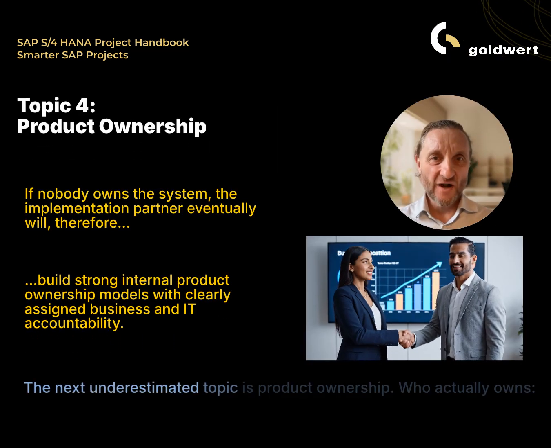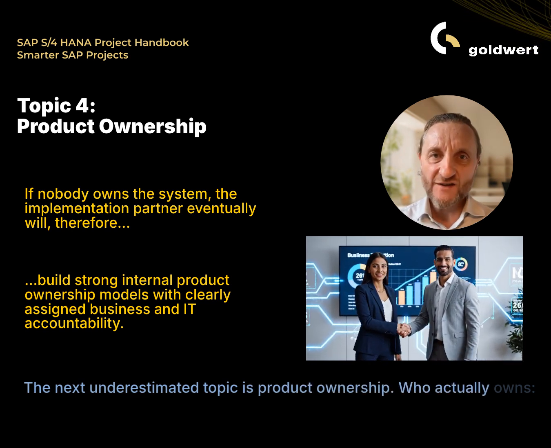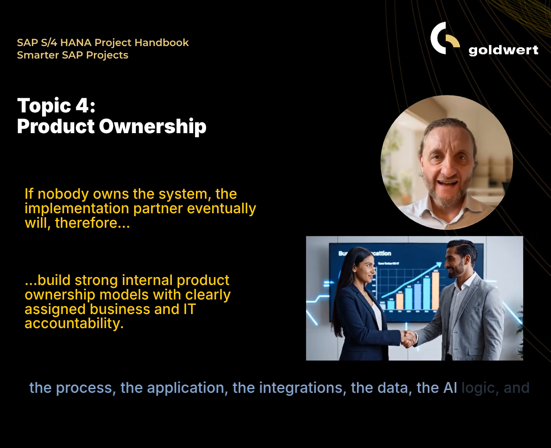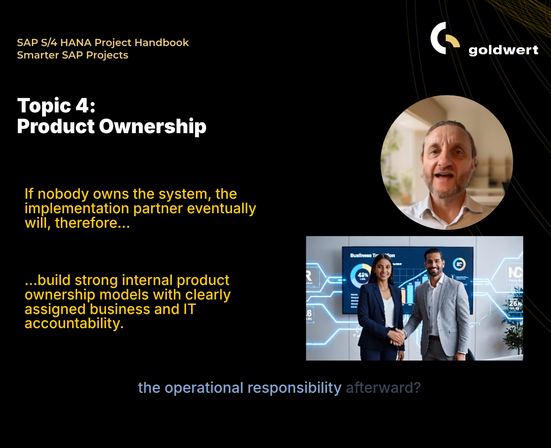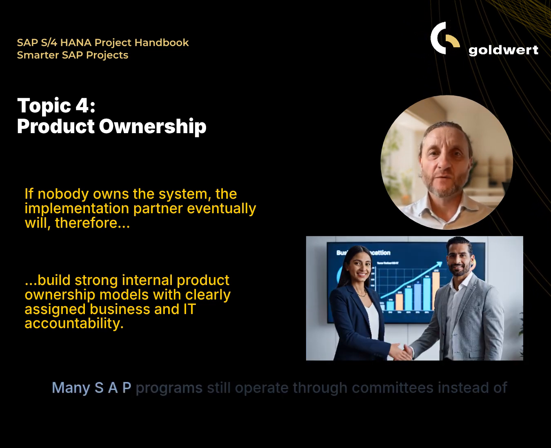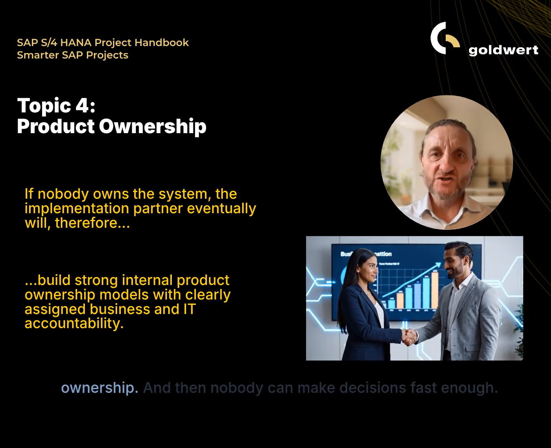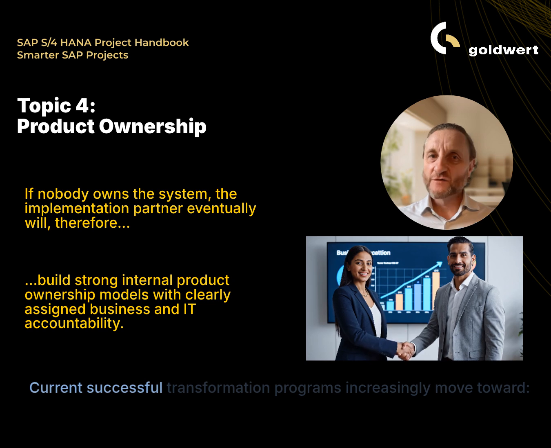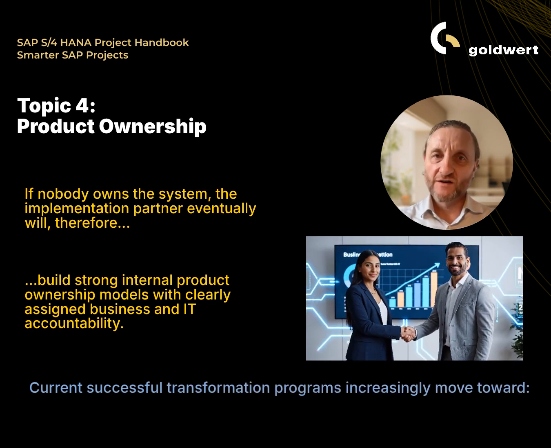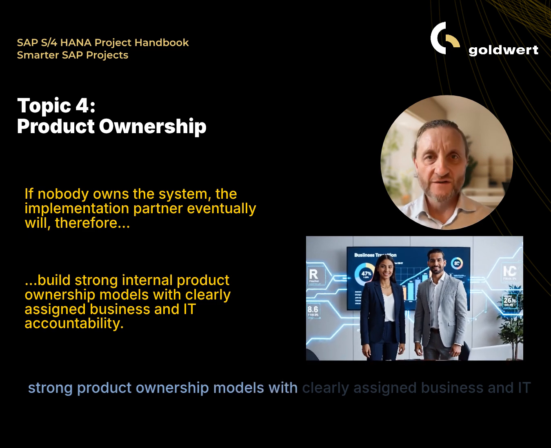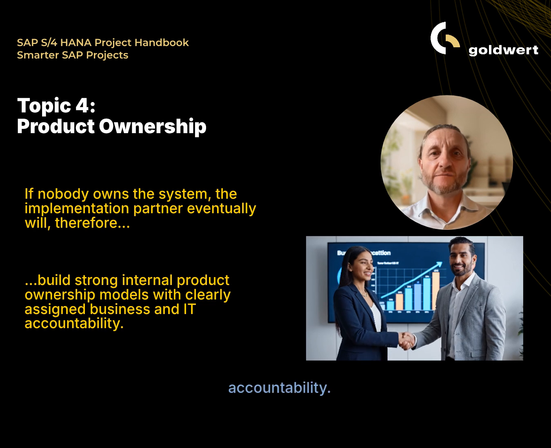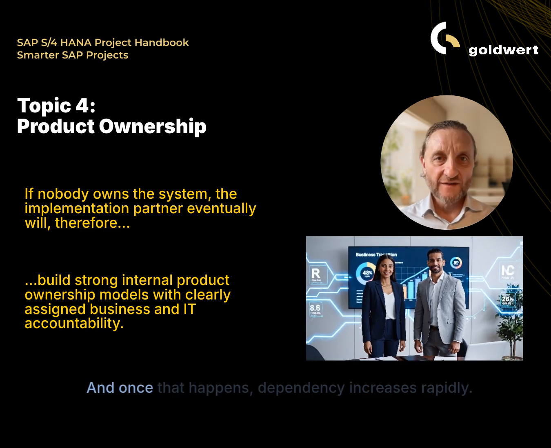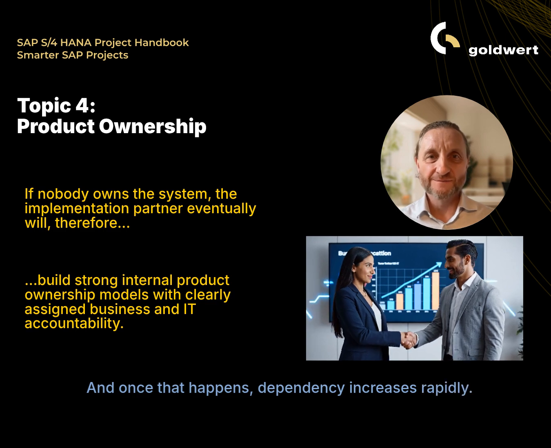The next underestimated topic is product ownership. Who actually owns the process, the application, the integrations, the data, the AI logic, and the operational responsibility afterward? Many SAP programs still operate through committees instead of ownership, and then nobody can make decisions fast enough. Current successful transformation programs increasingly move toward strong product ownership models with clearly assigned business and IT accountability. Otherwise, external providers slowly become the real decision makers. And once that happens, dependency increases rapidly.